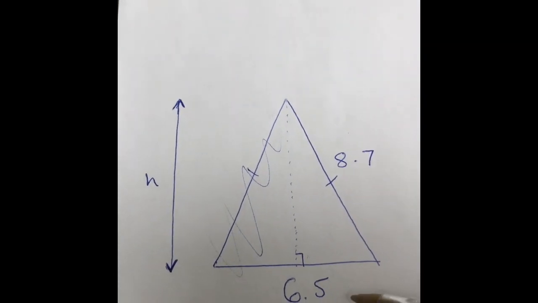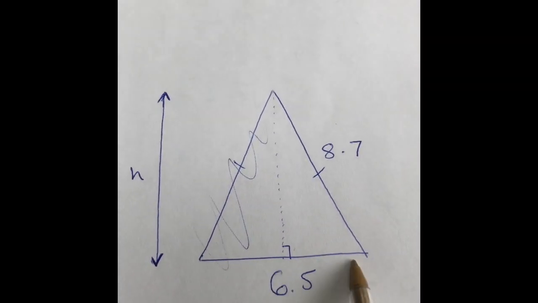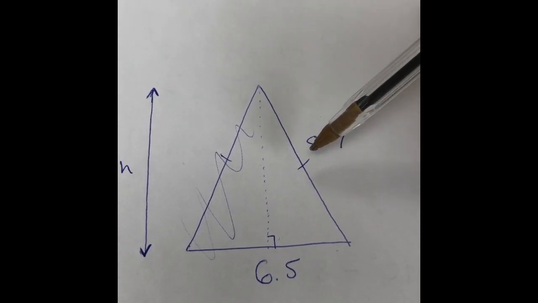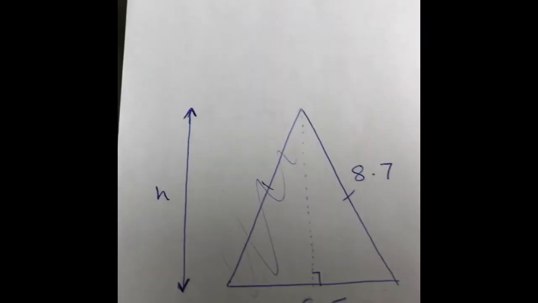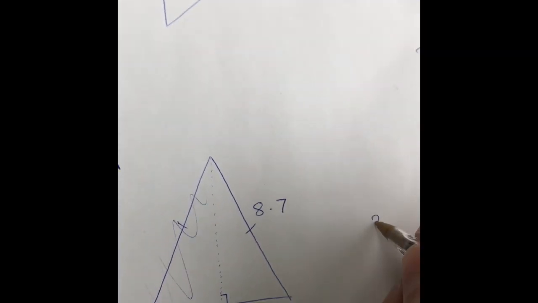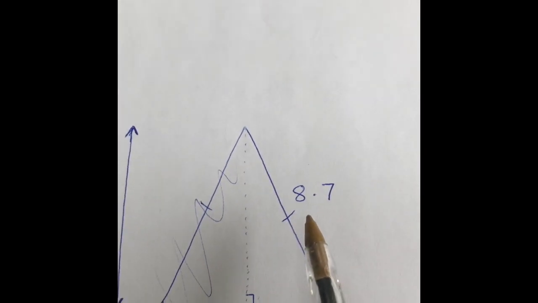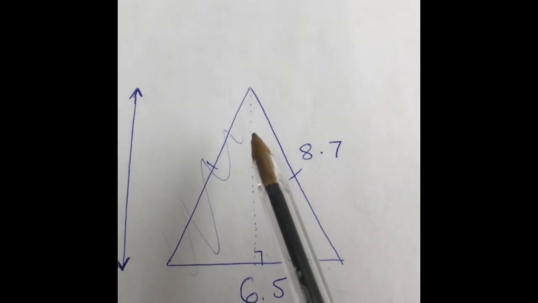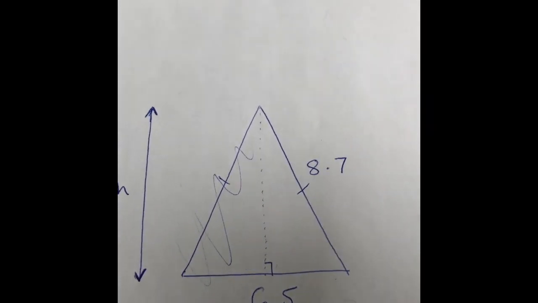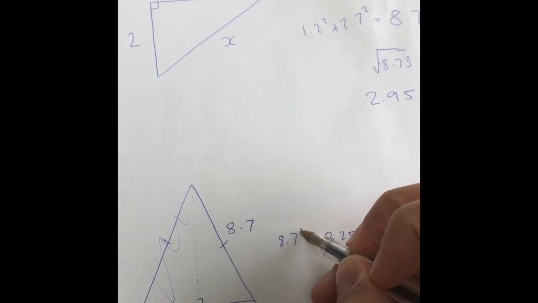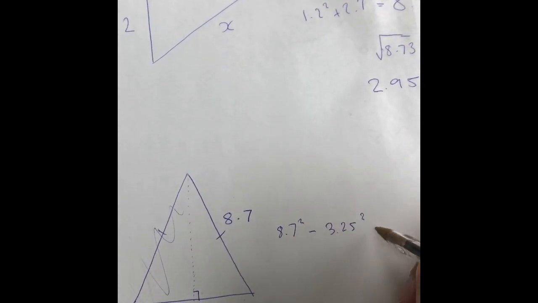That's going to be half of the 6.5 from there to there, and the 8.7 being the longest side. So if we half 6.5, we get 3.25, and the 8.7 is that one. So because we know the long side, we're looking for the short side, it's going to be minus, so this is going to be 8.7 squared minus 3.25 squared.